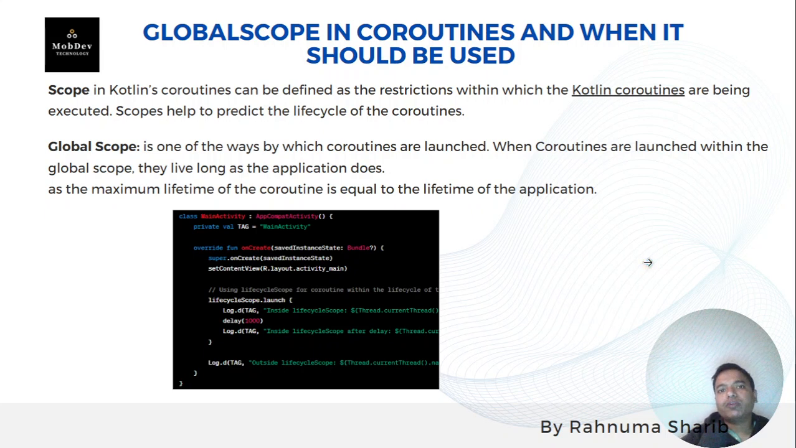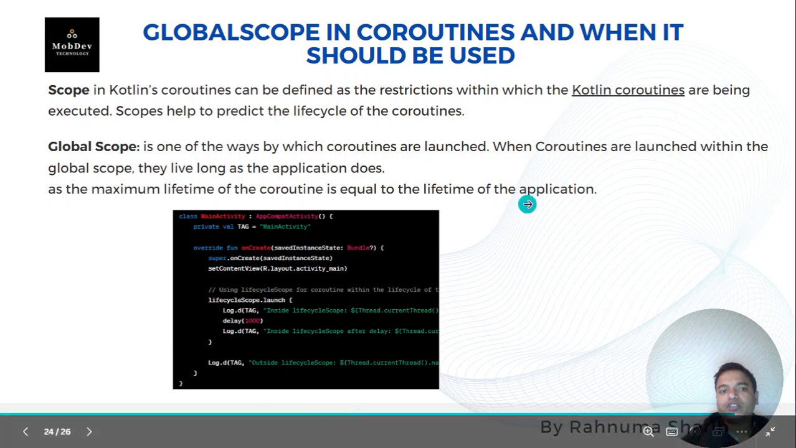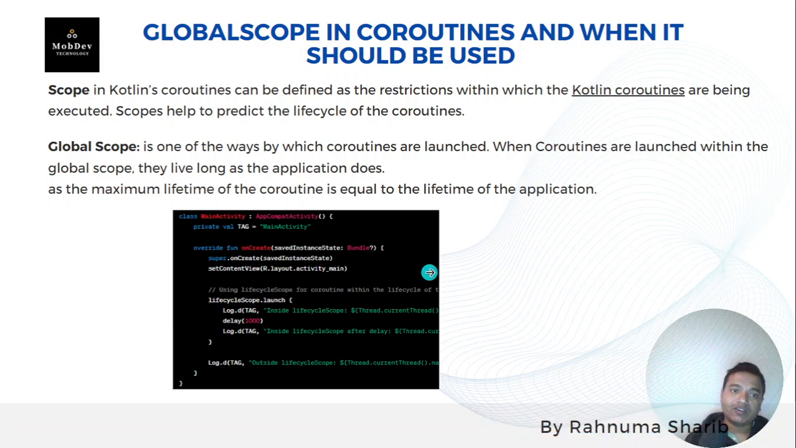Here is the global scope in coroutines and when it should be used. Global scope depends on the application, not on the activity. So until your application lasts, your coroutines will last. This is the maximum lifetime of a coroutine available for us right now, because it will last as long as your application lasts.